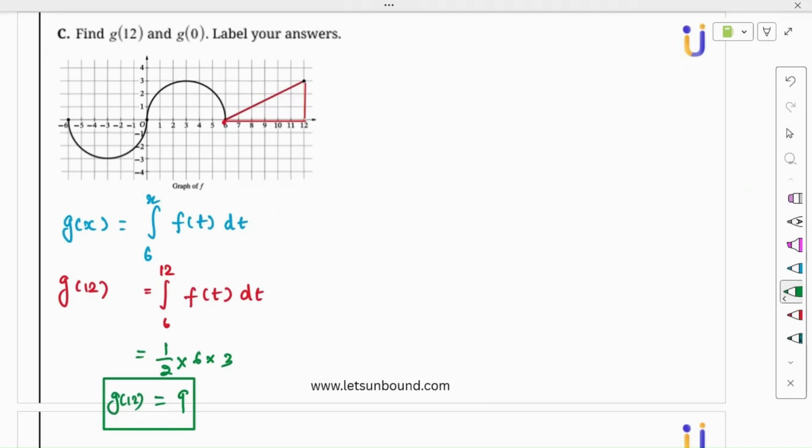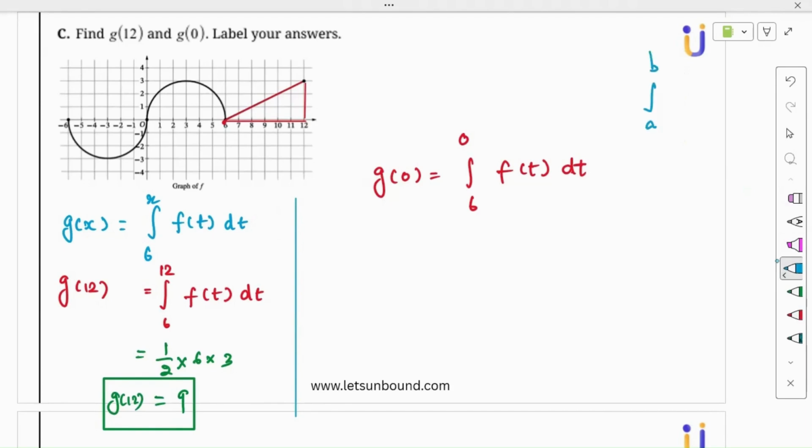Now, the next part is G of 0. So G of 0 is the integral from 6 to 0 of f of t dt. Usually the integral limits a to b have a less than b, but here the lower limit is greater. So let's apply this property: put a minus before it and interchange the limits, 0 to 6 of f of t dt.